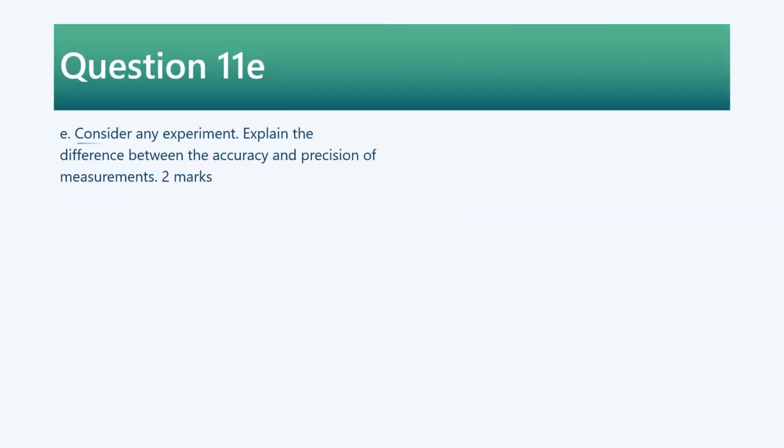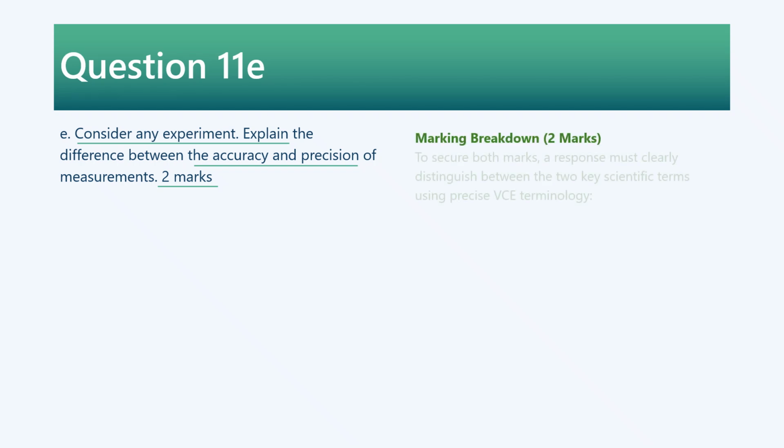Consider any experiment. Explain the difference between the accuracy and precision of measurements. 2 marks. Marking breakdown, 2 marks. To secure both marks, a response must clearly distinguish between the 2 key scientific terms using precise VCE terminology.